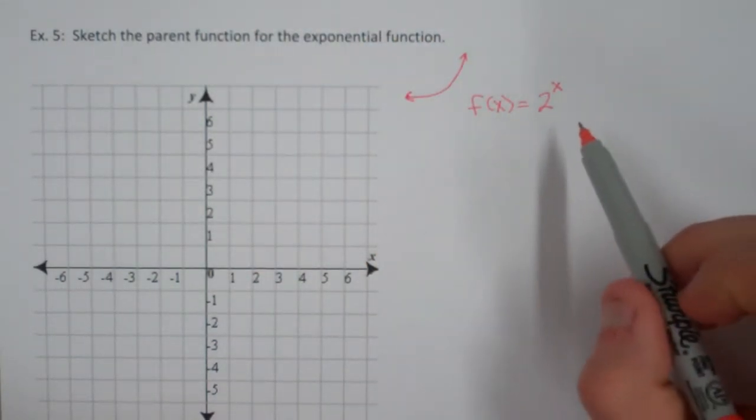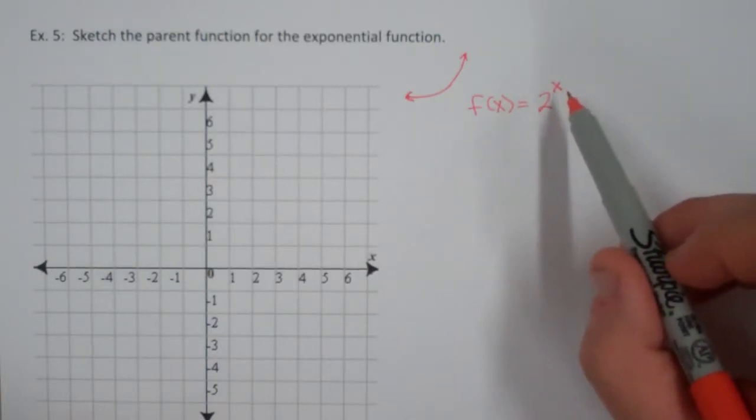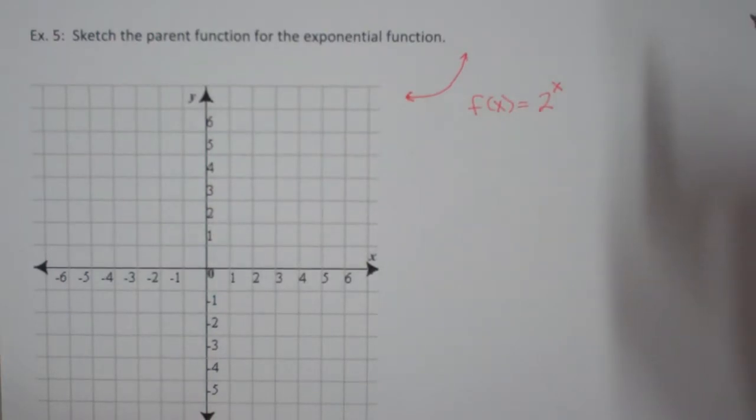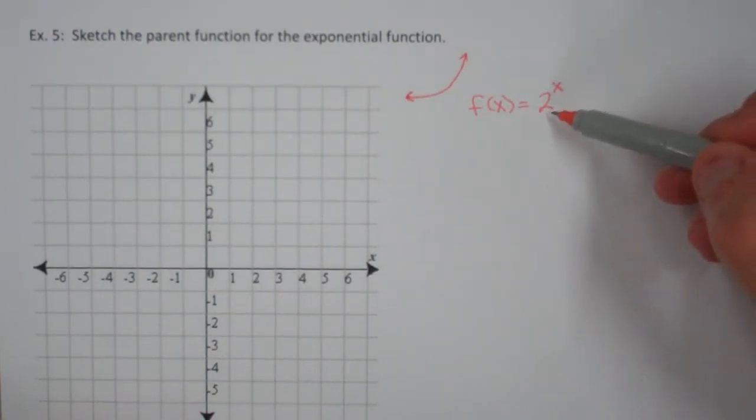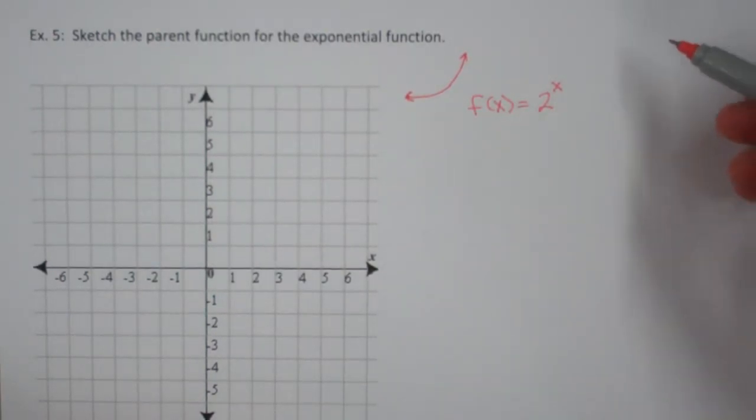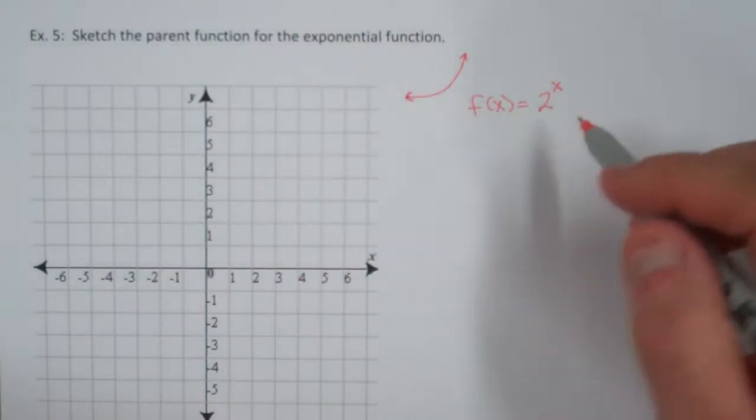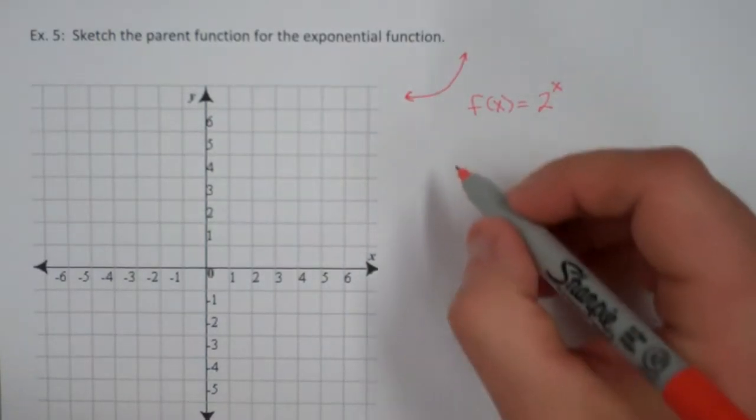1 would not work here. 1 to any power is 1, and so you just have a flat line here at 1, and that really wouldn't show you the shape of the graph. So usually we choose 2 here, keep the base small, and then the x is now in the exponent position, so that's why it's called an exponential.